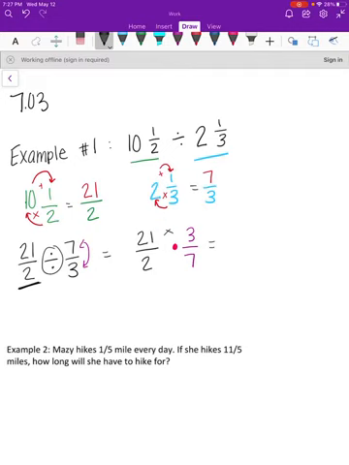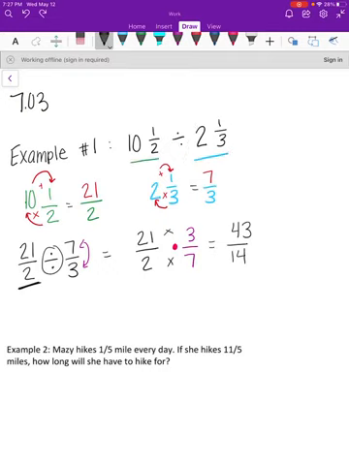So 21 times 3 is 43. And then 2 times 7 is 14. And we're almost done. Right now, that's a good answer. It's 43 over 14. But we want to change it back into a mixed number like these up here.